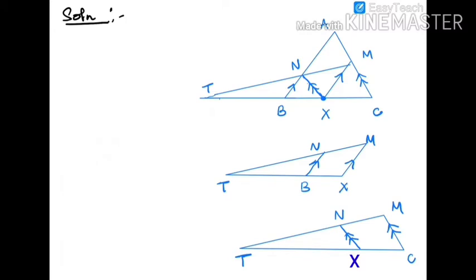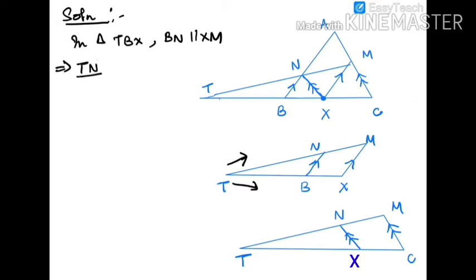Now, applying the basic proportionality theorem in triangle TMX, BN is parallel to one side of the triangle, therefore it will divide the other two sides in equal ratio. So we will write the ratio starting from point T. So TN upon TM is equal to TB upon TX. Mark this step as 1.